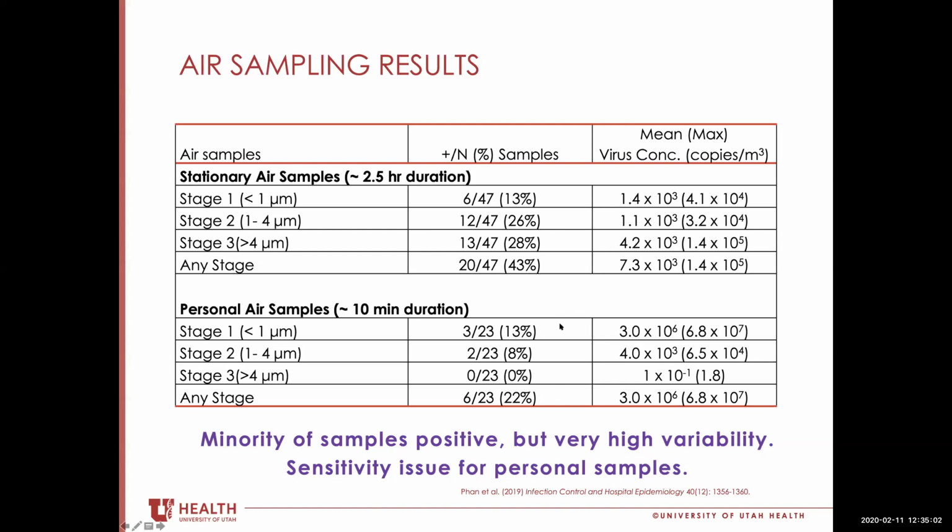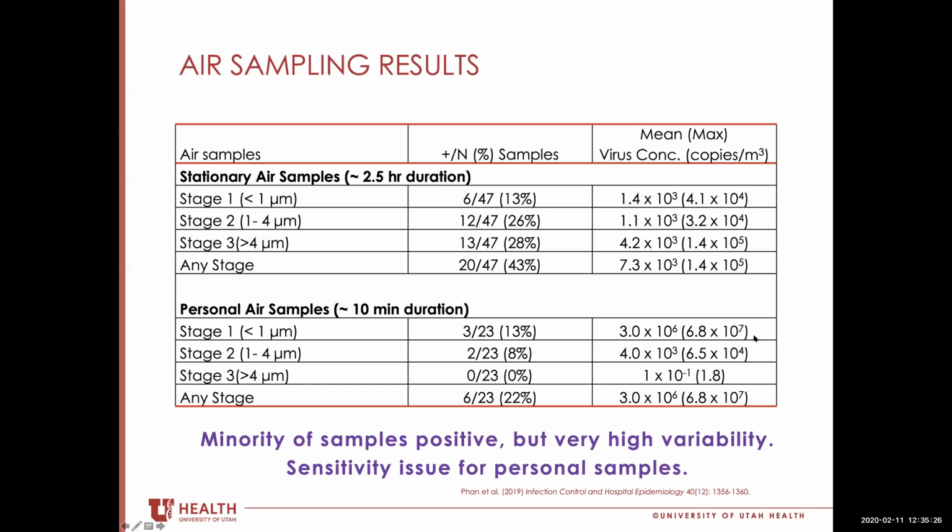For the personal air samples, only 22% were positive in any stage, and none of them were positive for the 3rd stage, which is the larger viral particles. But given the low numbers of samples, it's difficult to interpret. Here, and I don't know why that's 6. I think it should be 5 positive.